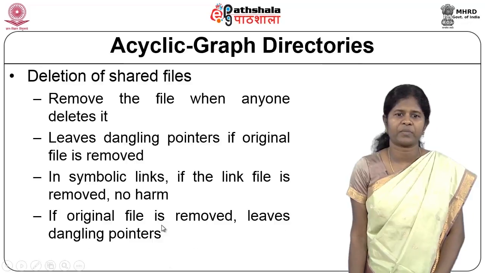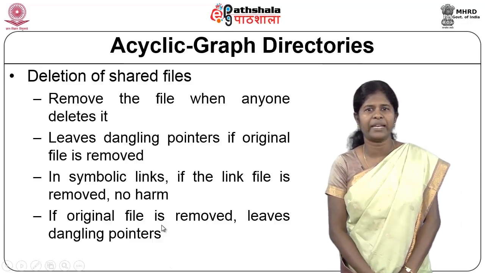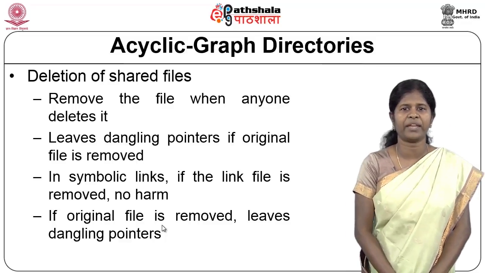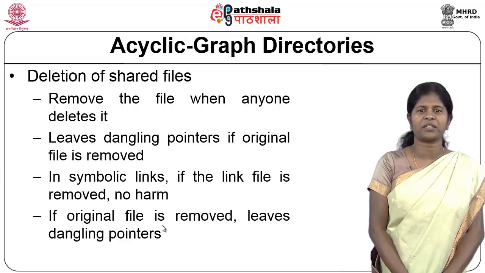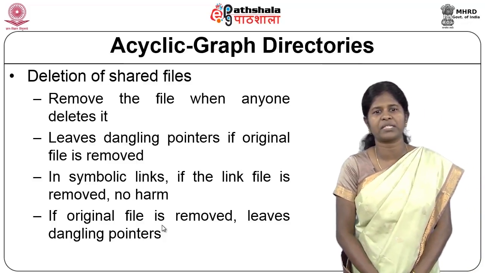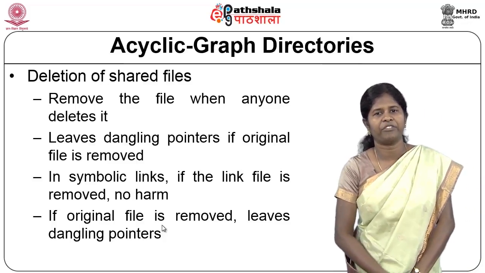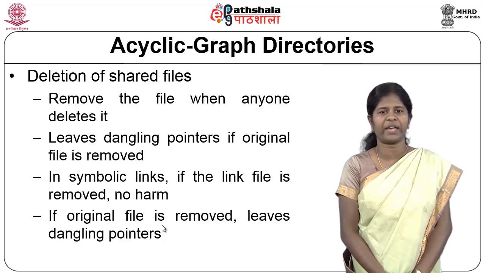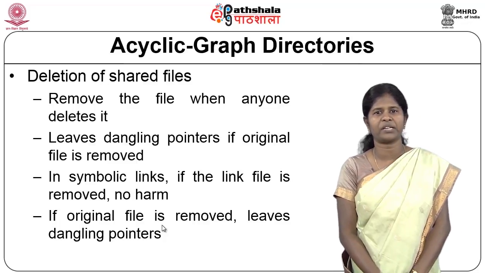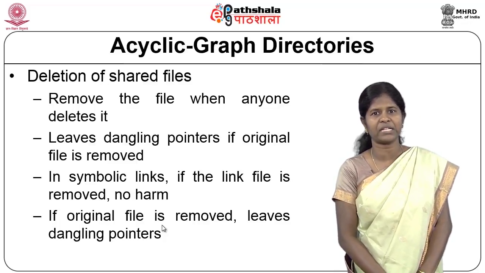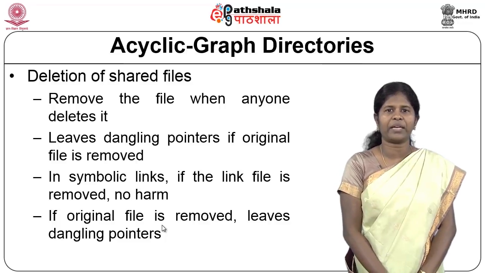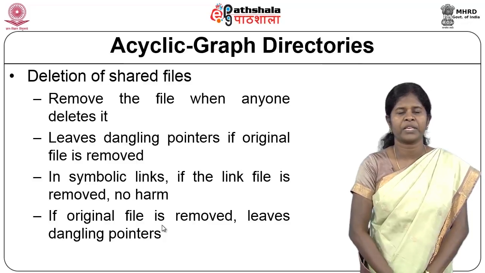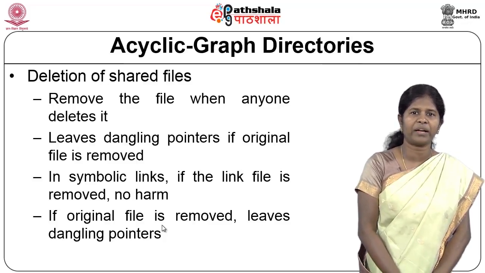So, how is deletion of shared files handled in acyclic graph directories? We need to remove the file when anyone is deleting it. But if you remove the file when anyone is deleting it, say if there are two links to the same file, then it will leave dangling pointers if the original file is removed. So, if the file contents are removed, but there is still a path that is pointing to that particular file, then it will result in dangling pointers. There are two types of links, as I told you, hard links and soft links.